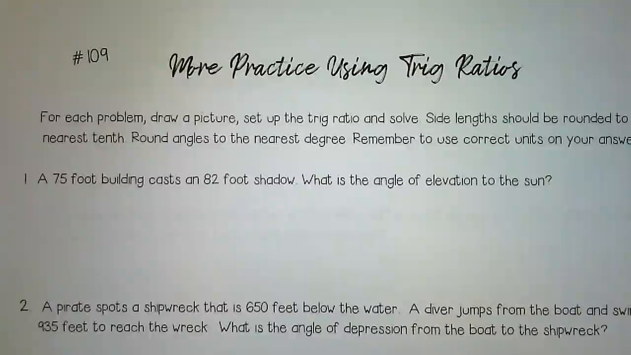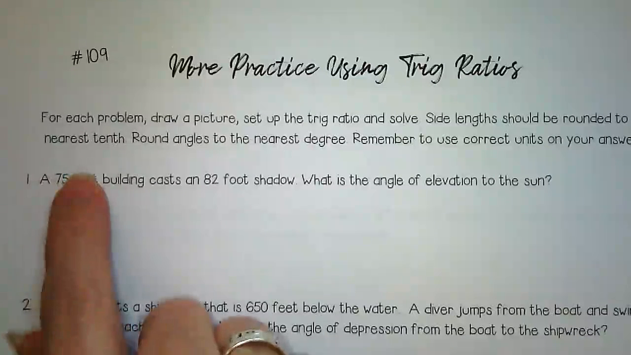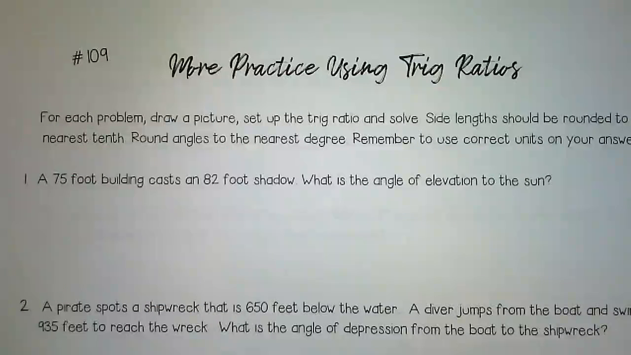I'm going to work through this worksheet so you can see how these problems should be done. Again, for each one, we're going to draw a picture, set up the trig ratio, and then solve. Side lengths are going to be to the nearest tenth, and angles are going to be the nearest degree.